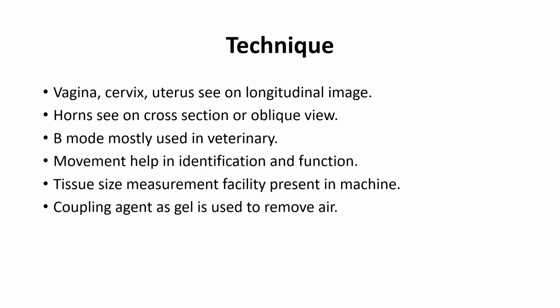When you scan the vagina, cervix, and uterus through rectal ultrasound, see first on the longitudinal axis, then you can perform the uterine horn ultrasonography on cross section or oblique view. B mode is mostly used in veterinary ultrasonography, and movement of the organs helps in identification and in performing proper ultrasonography. You can also measure the structures as the machines mostly have built-in software.